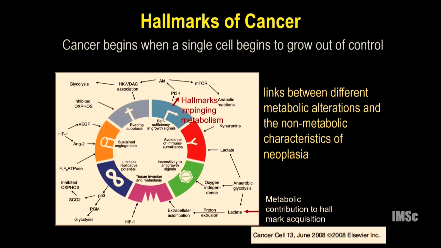So this figure here has these, I like to call them centripetal arrows moving outside. They show how the non-metabolic hallmarks of cancer, like avoidance of immune surveillance, tissue invasion, self-sufficiency in growth signals, etc., how they impinge on metabolism. And the centrifugal arrows, the ones that are pointing inwards, they essentially talk about the metabolic contribution to hallmark acquisition.